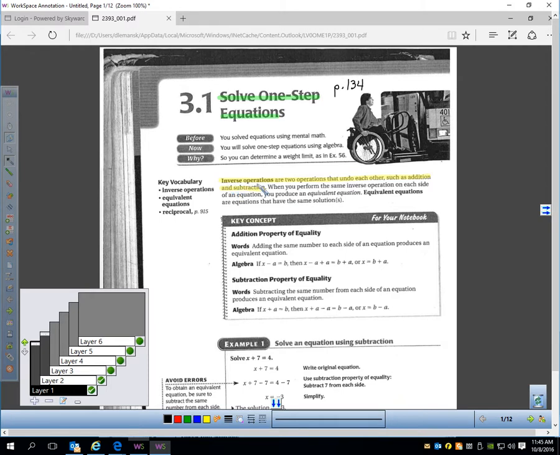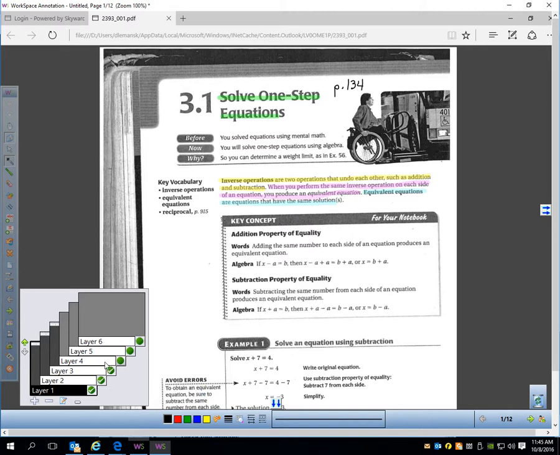Inverse operations are two operations that undo each other, like addition and subtraction. When you do an inverse operation on each side of an equation, you produce what's called an equivalent equation. Equivalent equations are two or more equations that have the same solutions.